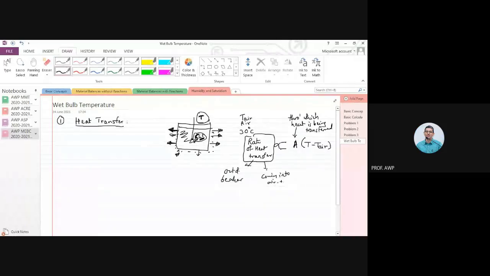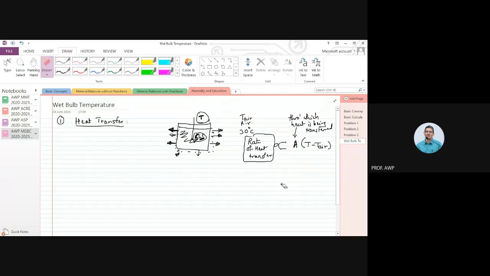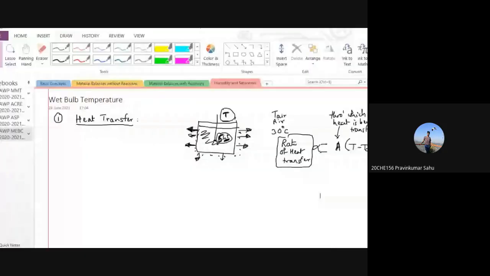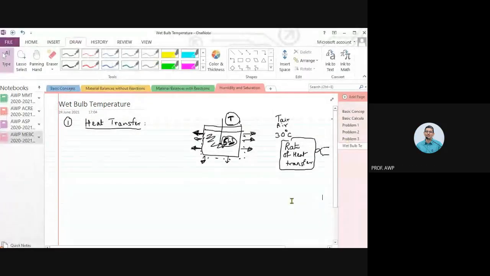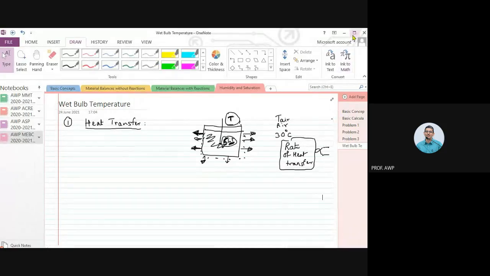Yes, sir. So right now I'm just saying rate of heat transfer, whether I'm talking about out of the beaker or coming into the air. They are the same, right? Yes, sir. Do you agree? Yes. So right now I don't have to worry about sign. Do you agree with that? Yes, sir. All right.